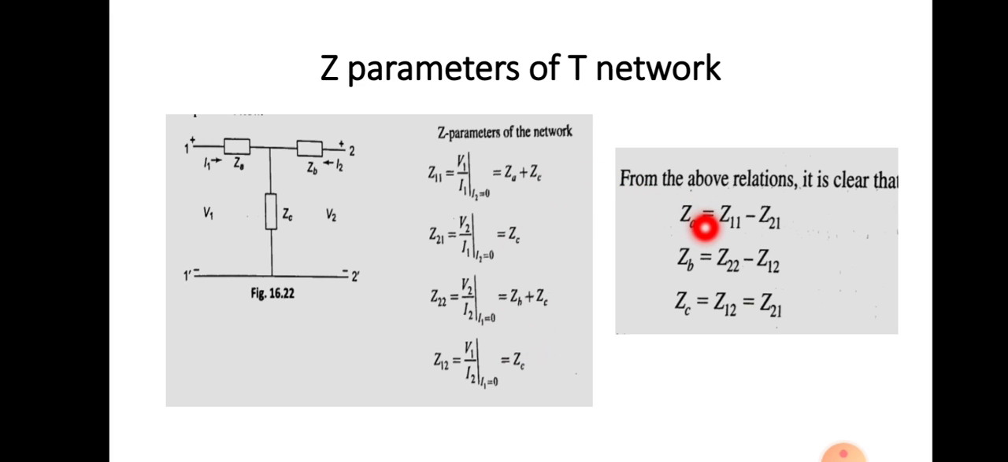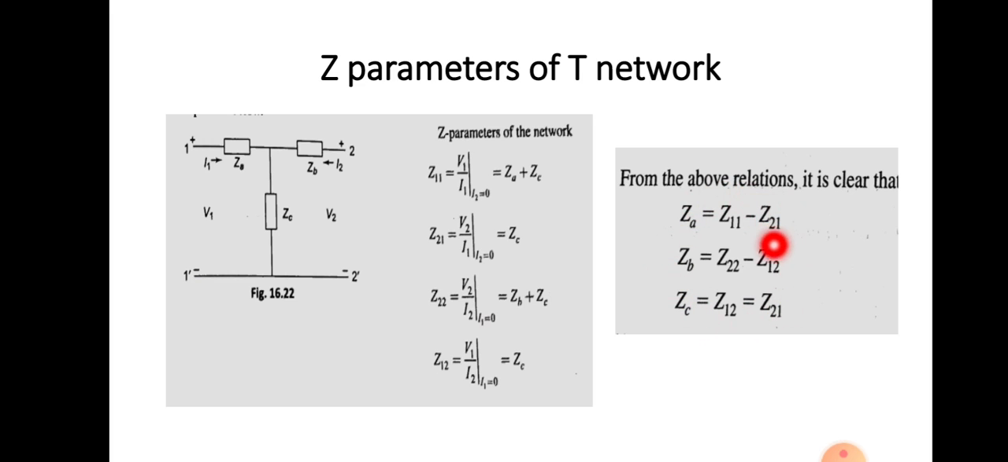So, we will get ZA equal to Z11 minus Z21. Whenever we take this equation, you know that ZA equals Z11 minus ZC. What is ZC? ZC is equal to Z21. That is how we get this equation. Similarly, we will get ZB equal to Z22 minus Z12, and ZC equal to Z12, which is equal to Z21. So, these are the Z parameter equations for the T network.